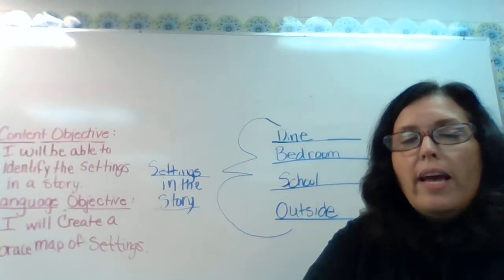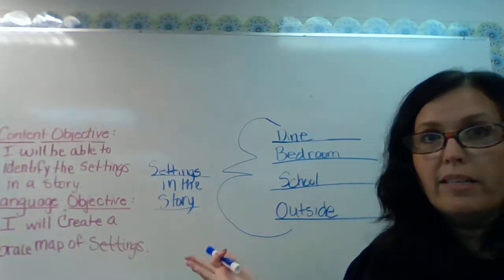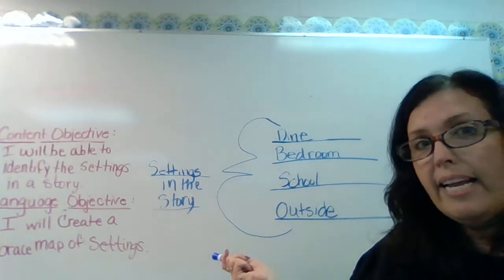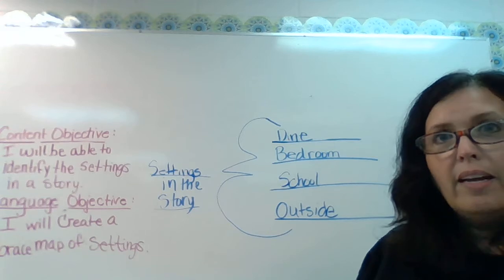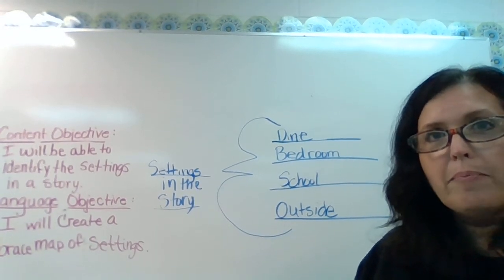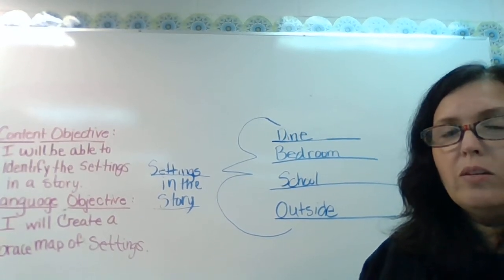So see if you can find a story that you have, or you can go on Epic too. It can be a chapter, whatever you want to do. But write down the settings of the story. Where did things happen? And make yourself a brace map. I'll put a template of the brace map up for you too, so you can either draw your own or you can use the template.